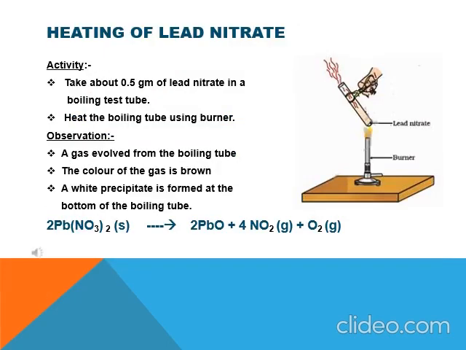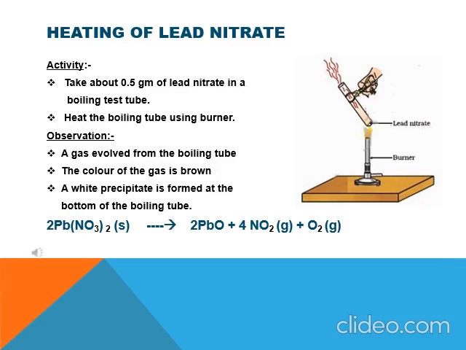Another activity related to decomposition reaction is heating of lead nitrate. In this activity, similarly, we will take lead nitrate in a boiling test tube and heat that boiling test tube using the burner. What will we observe? Lead nitrate is Pb(NO3)2. So after the reaction it will decompose into two or more products. First is lead oxide, then nitrogen dioxide and oxygen.